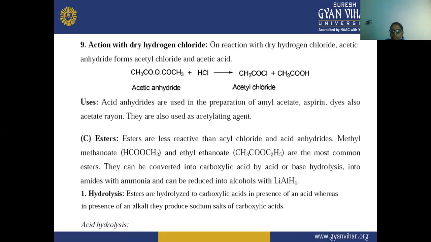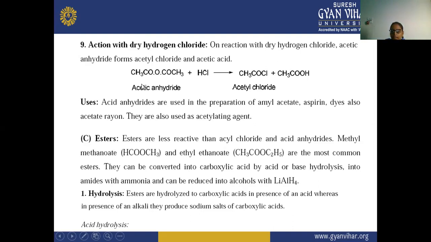And in this, the chlorine is attached to the CH3COCl part. So there is a formation of acetyl chloride, plus acetic acid is also formed here. So here you can see the action with dry hydrogen chloride, means this hydrogen chloride is acting on this acetic anhydride. So this acetic anhydride, on reaction with hydrogen chloride, forms acetyl chloride plus acetic acid.